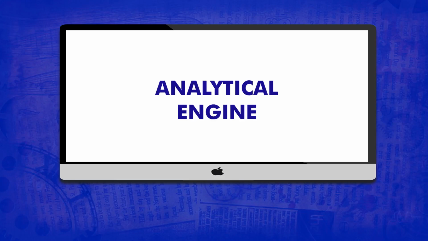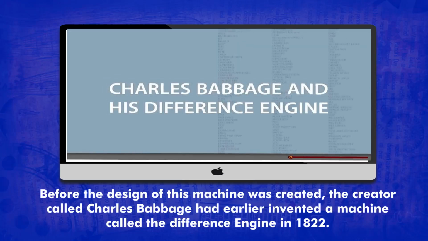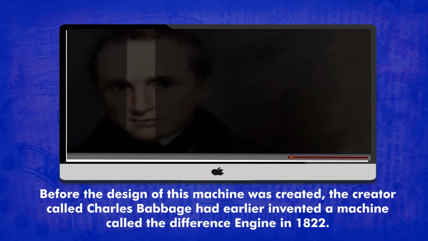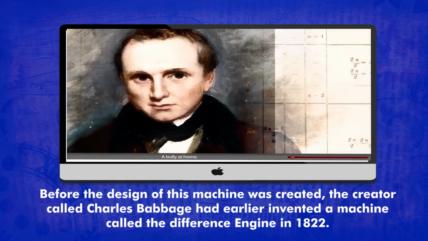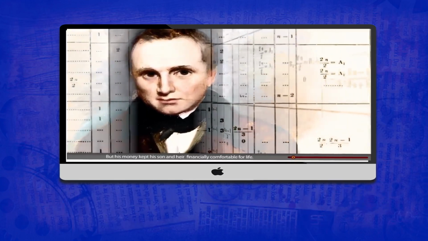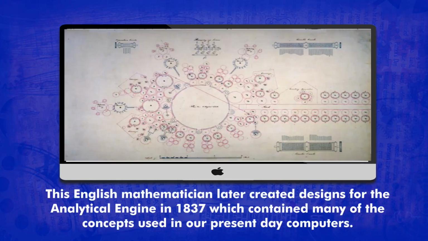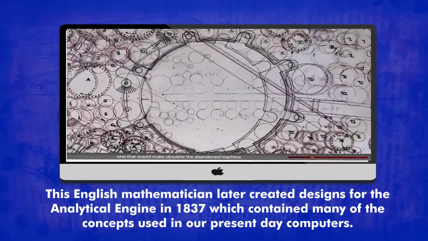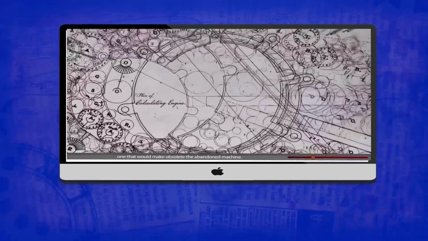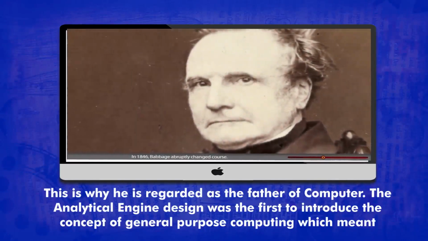B. Analytical engine. Now, before the design of this machine was created, the creator, ever popular Charles Babbage, had earlier invented a machine called the difference engine in 1822. This English mathematician later created designs for the analytical engine in 1837, which contained many of the concepts used in our present-day computers. This is why he is regarded as the father of computers.